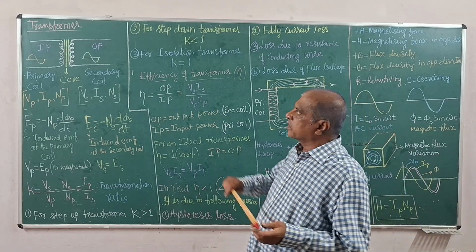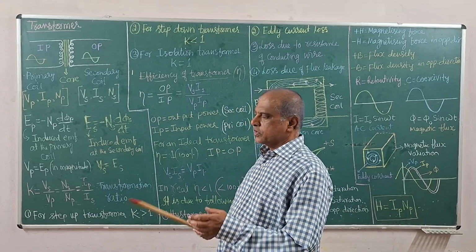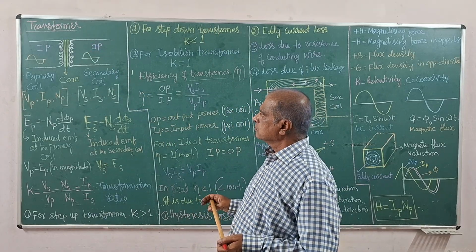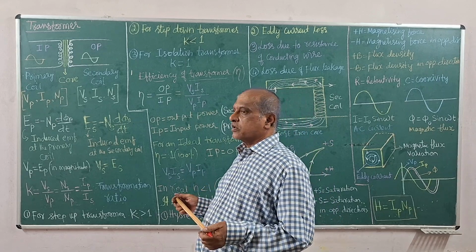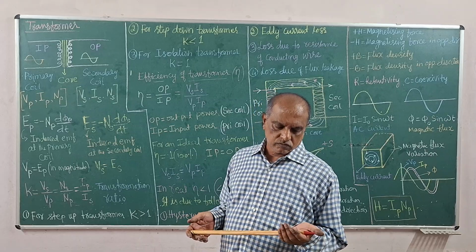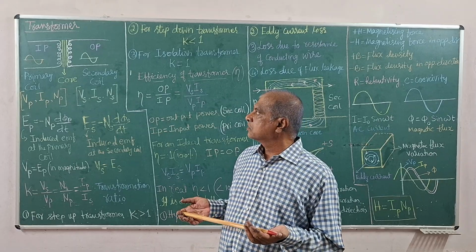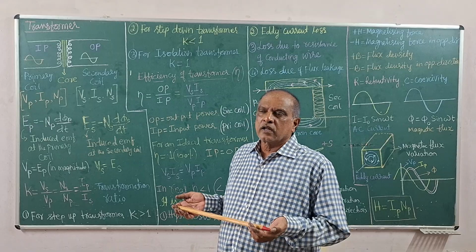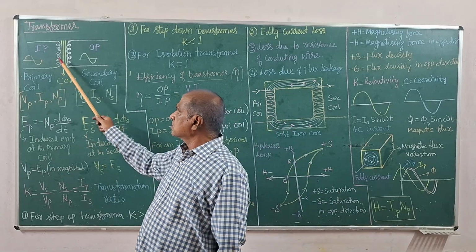This is a symbolic representation of transformer. Pictorial representation. Symbolic representation of transformer. There are two coils. These two coils are inductors. Two inducting coils. There is a coil, there is a coil.